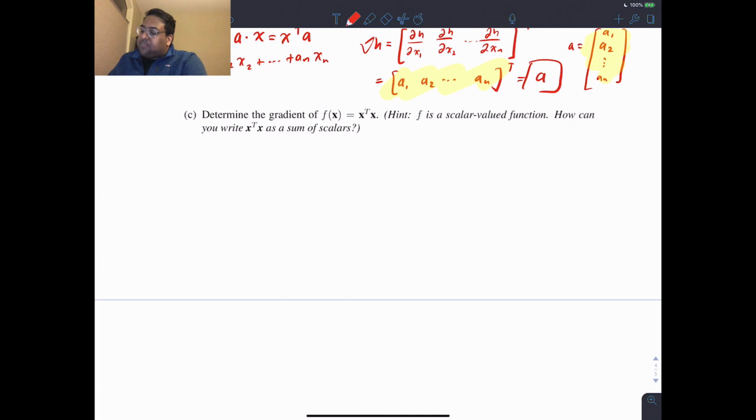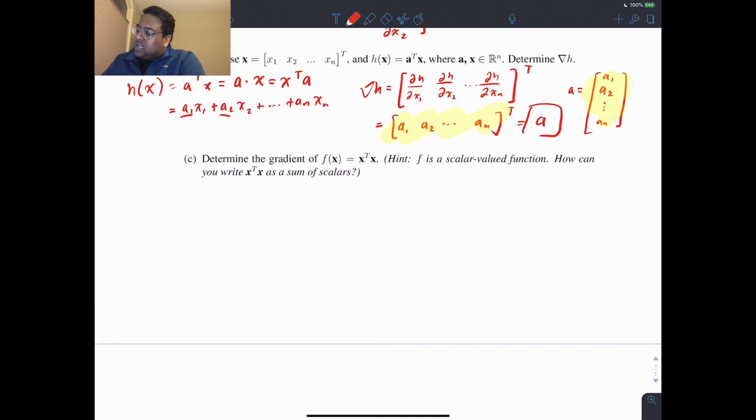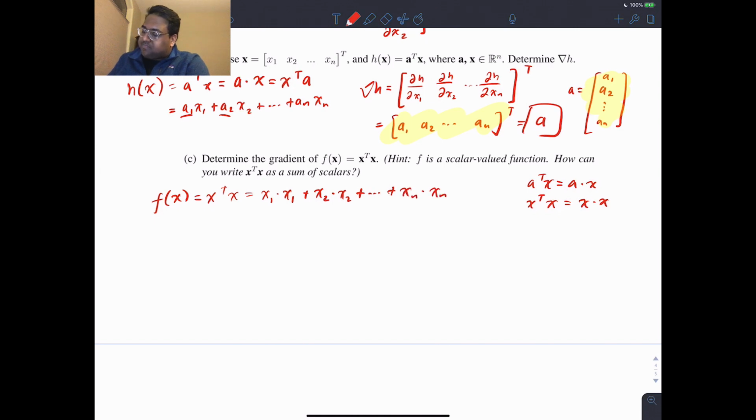Now part C, we want to look at the gradient of x transpose x. Remember I stated before, A transpose x is just the dot product of A and x. So x transpose x is just the dot product of x and x. And so f of x in our case, being the dot product of x and x, really just looks like x1 times x1 plus x2 times x2 plus dot dot dot plus xn times xn, which is really x1 squared plus x2 squared plus dot dot dot plus xn squared.